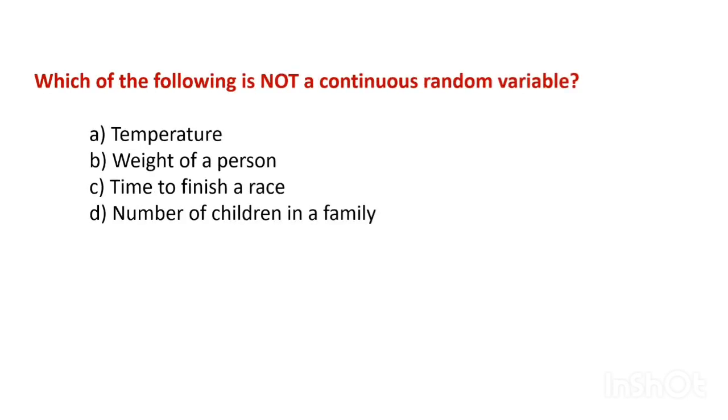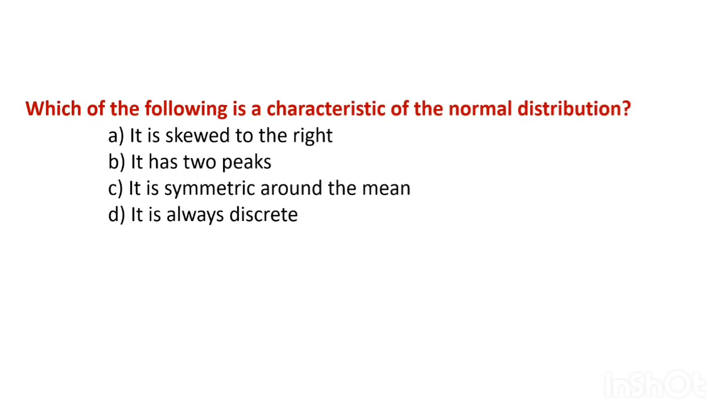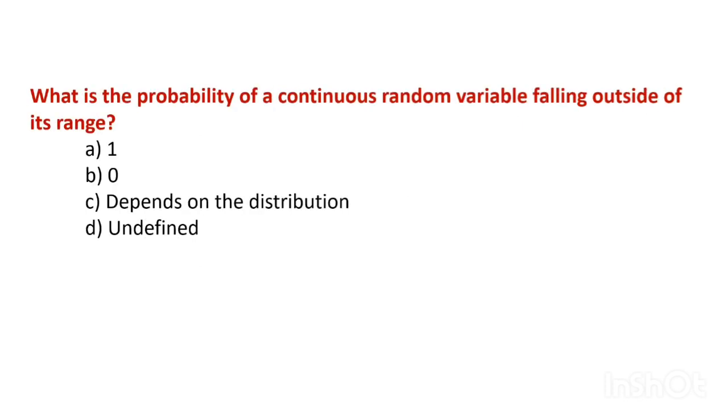Which of the following is not a continuous random variable? The number of children is a discrete random variable because it takes integer values. The correct answer is D. Which of the following is a characteristic of the normal distribution? The normal distribution is symmetric with the mean, median and mode all coinciding at the center, so the correct answer is C, it is symmetric around the mean.